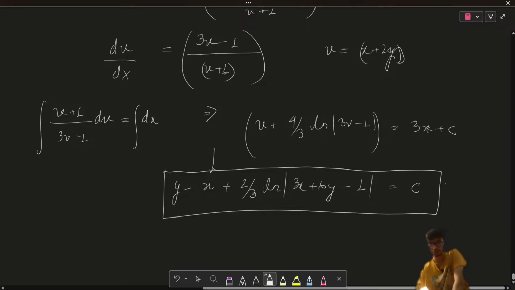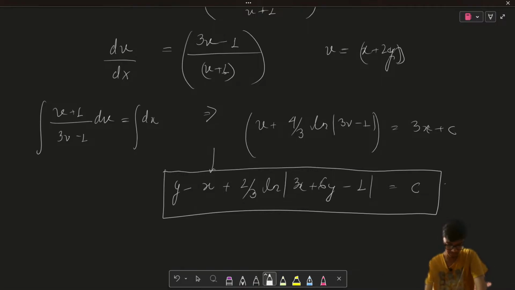This is going to be a general solution, which represents a family of curves, right? This represents some general solution which represents some family of curves. Is this part clear to all of you? Please let me know in the live chat.